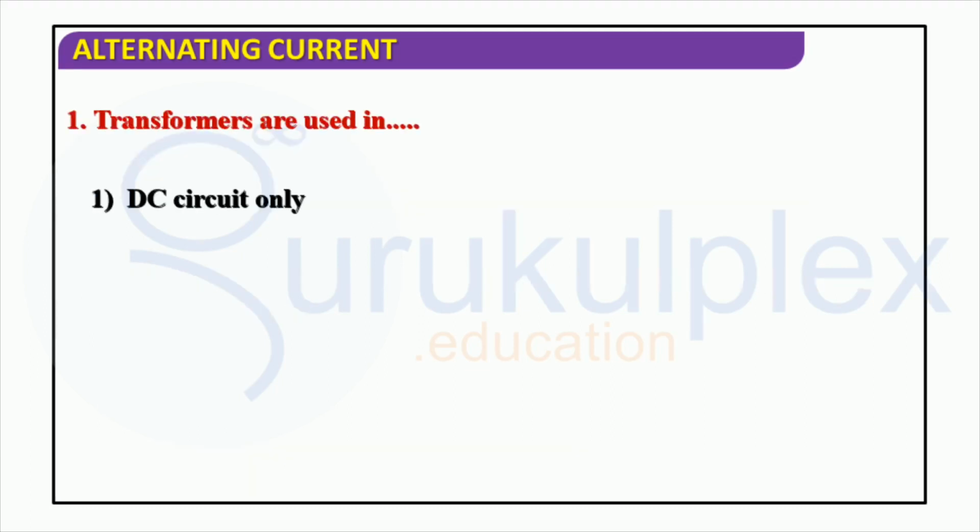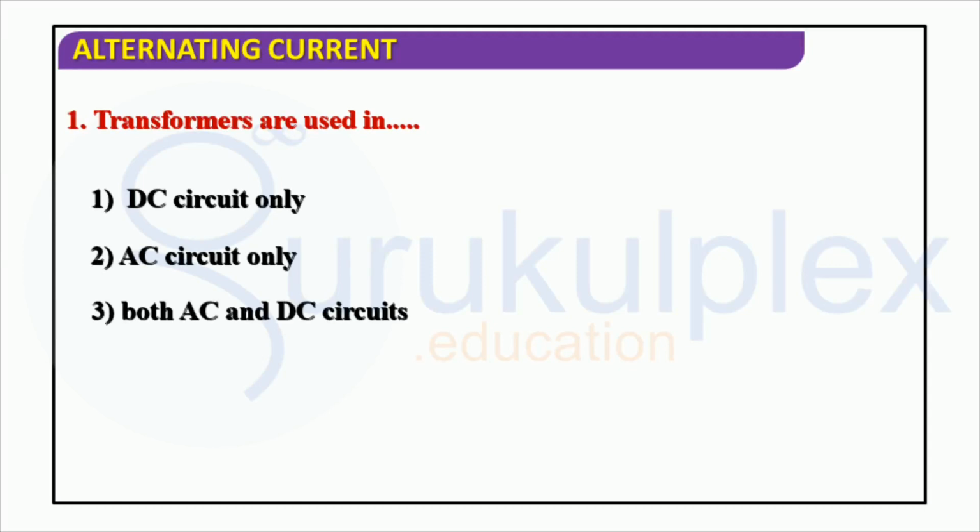Transformers play a pivotal role in electrical systems. They allow us to change the voltage of alternating current so it can be used in a variety of applications. In this case, we can see that transformers are used only in AC circuits, meaning that current with alternating voltage.